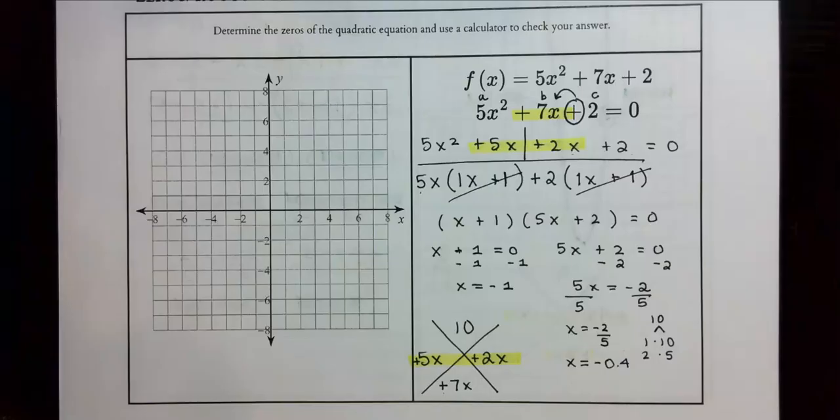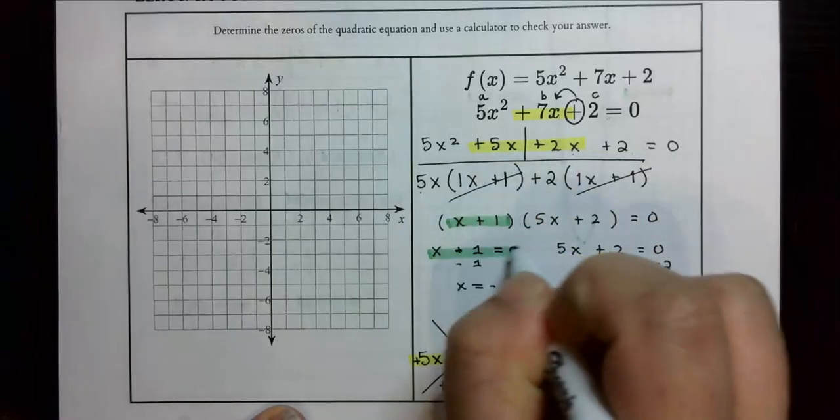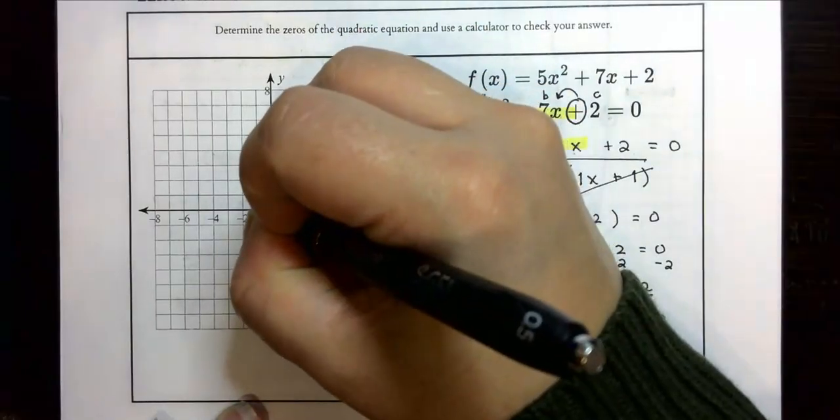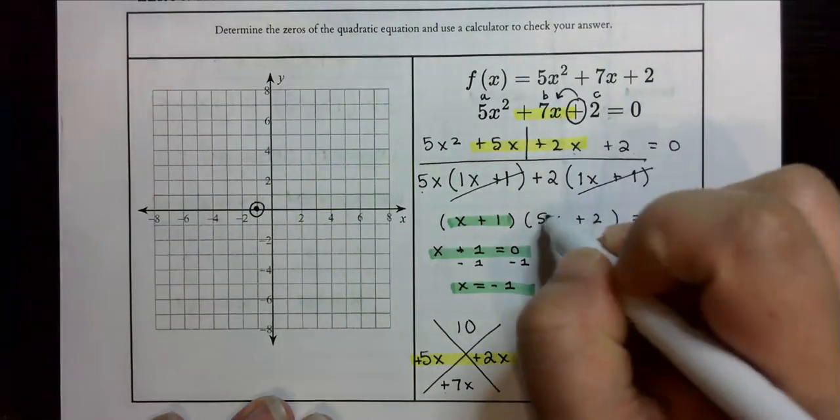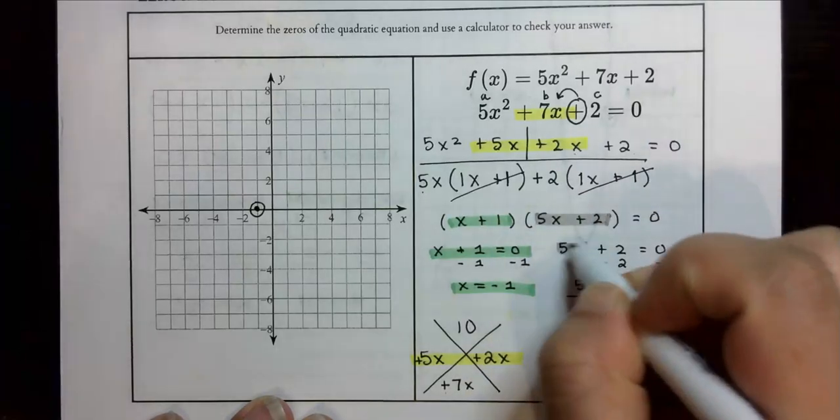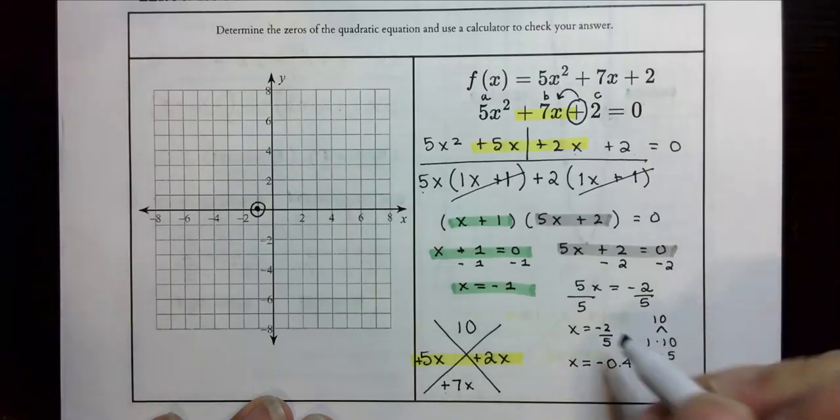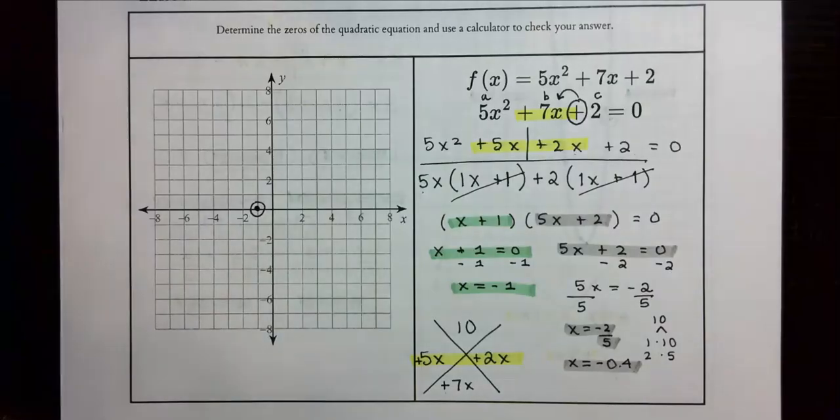All right, I'm going to go through here in color code so you know where all these numbers are coming from. So our first factor was x plus 1. We set it equal to 0 and found that one of our x-intercepts is negative 1. So I'm going to come over here and make my dot right there. And then we can see that the second factor was 5x plus 2. And we set that equal to 0. We were able to solve completely for x. And we ended up with this fraction that's equivalent to this decimal.